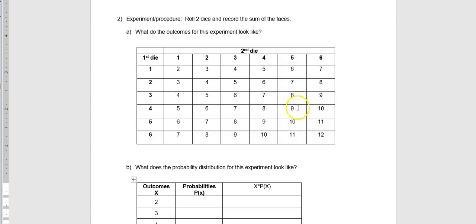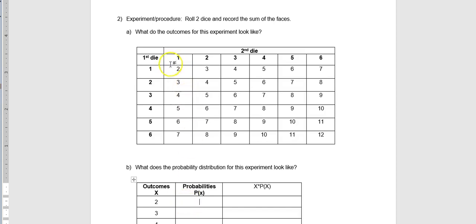So we can figure that for each one of these entries, the probability of it would be 1 over 36. And that's what we can use to get the probabilities for our different outcomes. All we're going to do is take the outcome, see how many times it comes up in the table, and then we're going to have that number over 36 for our probability.